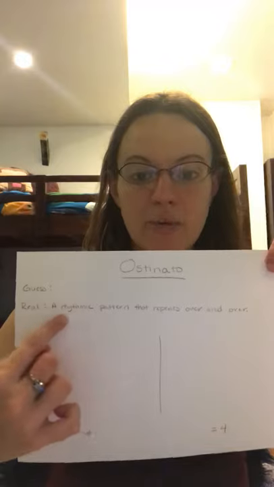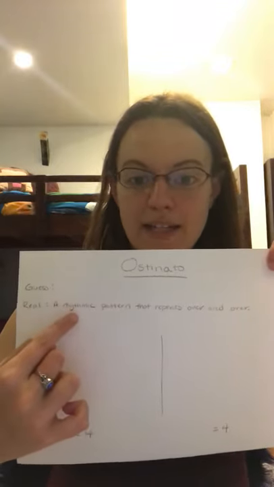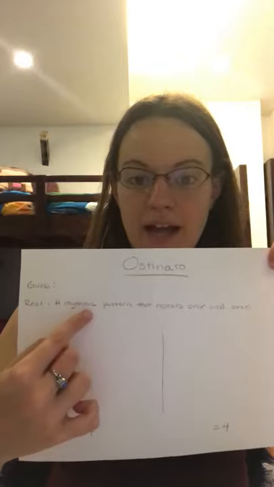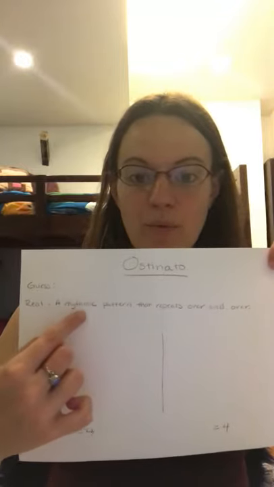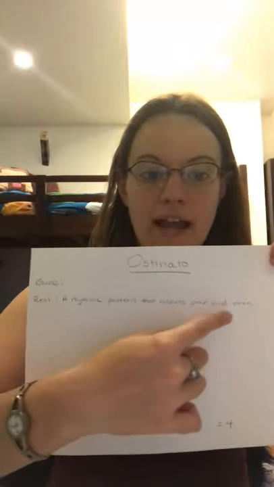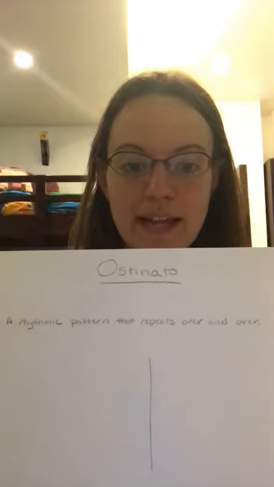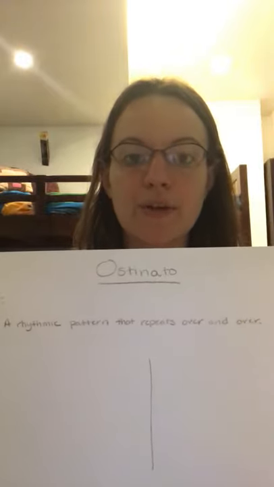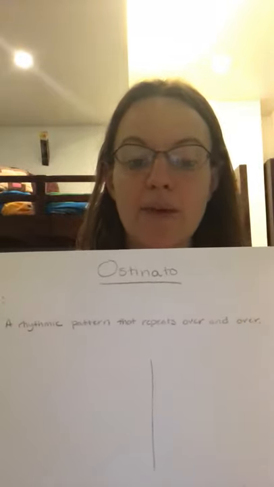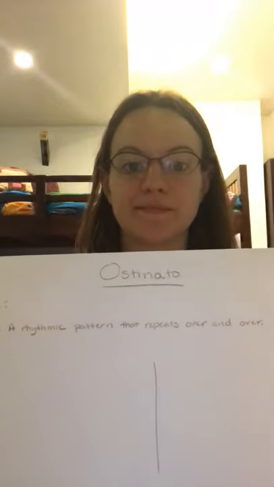Rhythmic is spelled R-H-Y-T-H-M-I-C. A rhythmic pattern that repeats over and over. I'll bring it a little bit closer so that you can see how to spell. I'll give you 1 minute to write down a rhythmic pattern that repeats over and over.